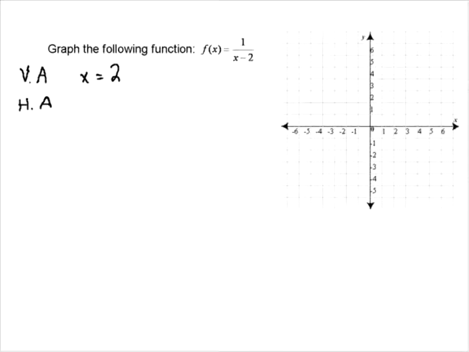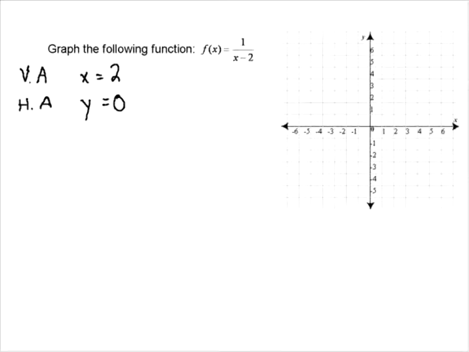Okay, what about a horizontal asymptote? Well, the degree of the numerator is, well, there's no variable, so it's 0. The degree of the denominator is 1. If the degree in the numerator is less than the degree in the denominator, there is a horizontal asymptote at y equals 0. So we have both the vertical and the horizontal asymptotes.